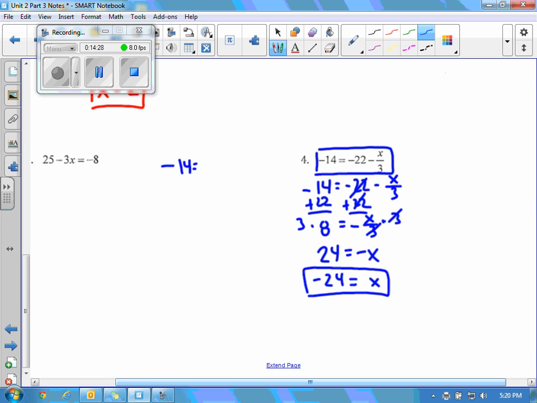So I have -14 equals -22 minus -24 over 3. So I've got a whole lot of negatives going on here. So I have -14 equals -22 minus -24 divided by 3 is -8. So if you remember our subtraction rules, this becomes addition, the 8 becomes positive. -22 plus 8 is -14, so I know I did it right.